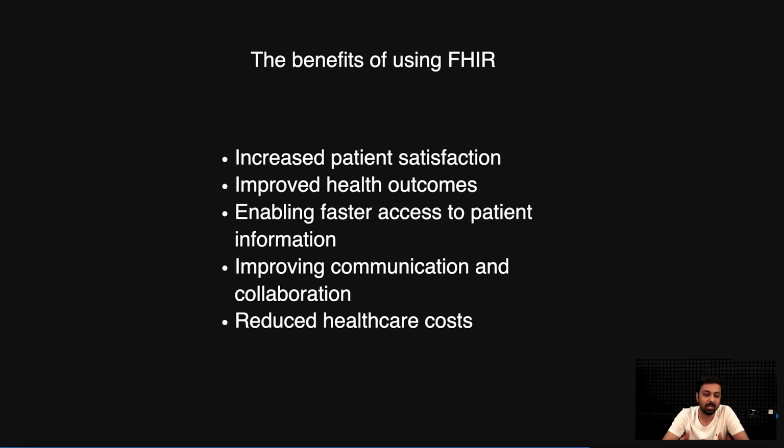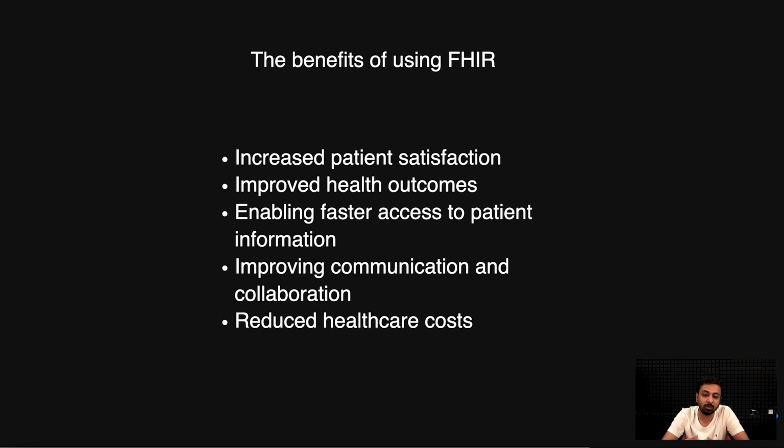Also, fast access is available because it's on the internet. With just a few button clicks you are able to retrieve the data across hospitals. You don't have to go to one hospital, get the data, transform it, and again take the data back to your hospital B, right? So all these things have been taken care of by the FHIR standardization.